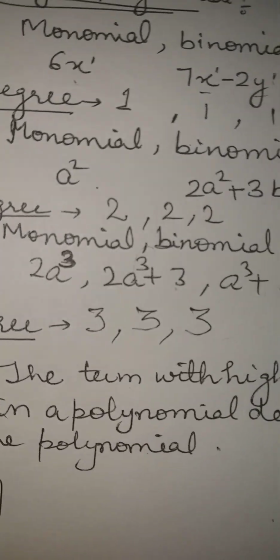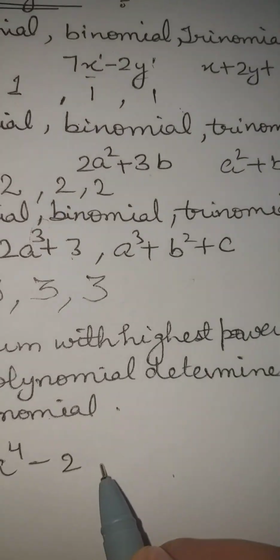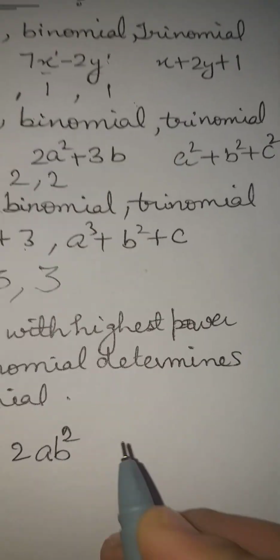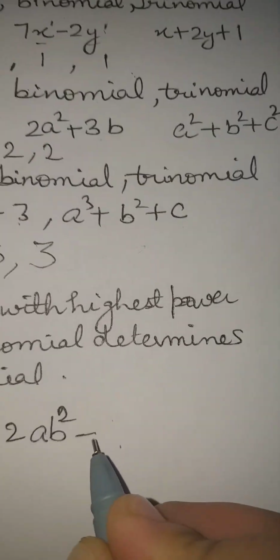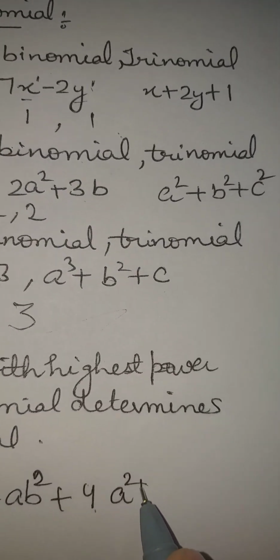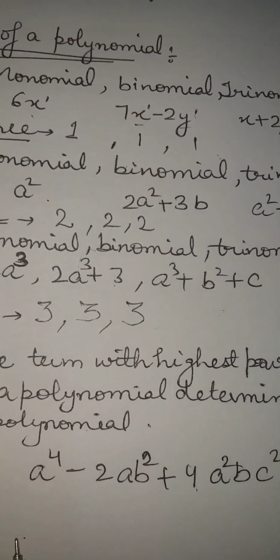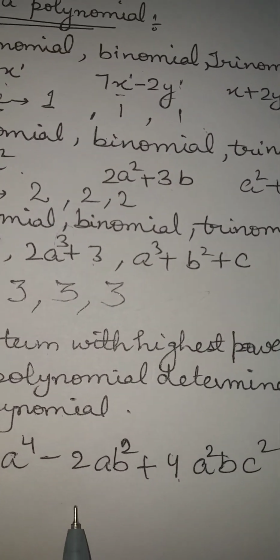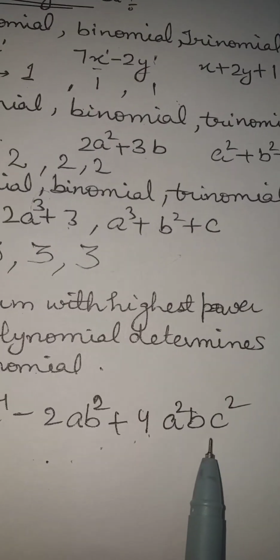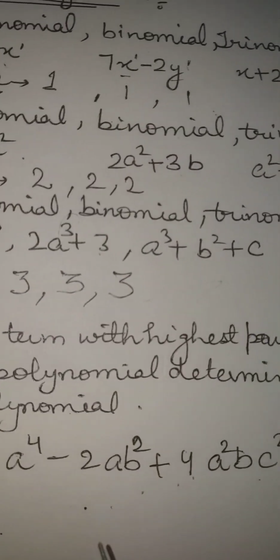So we have one more example to discuss. For example, we have a raised to power 4, minus 2a b raised to power 2, plus 4a square b c. If we have a polynomial like this, how can we find the highest degree of this polynomial? So we will discuss it.